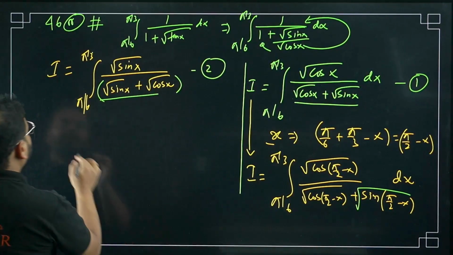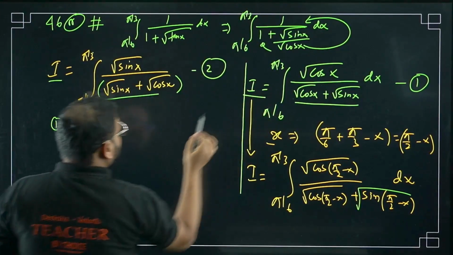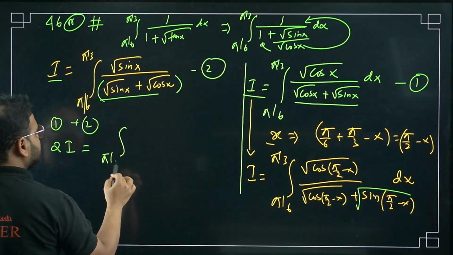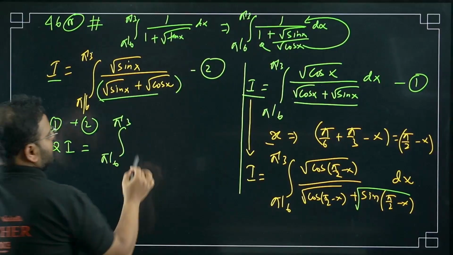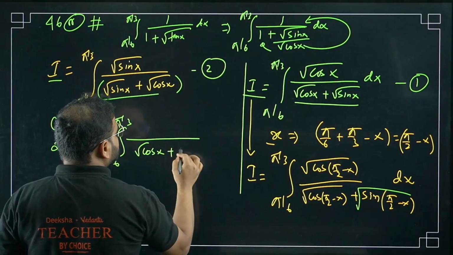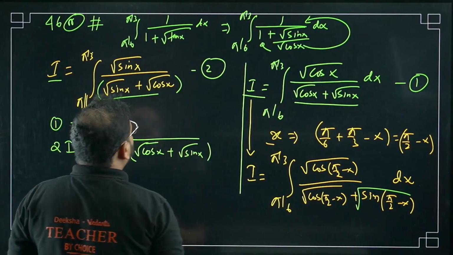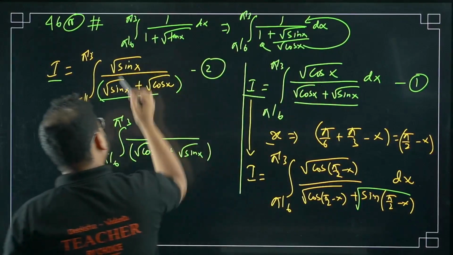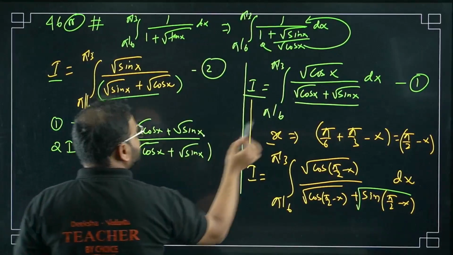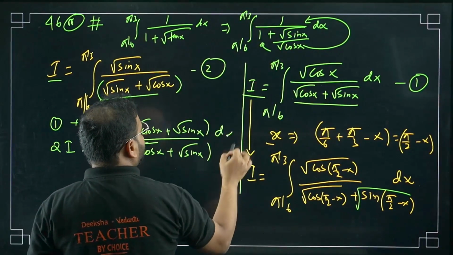What will happen to this? If I add equation 1 and 2, the LHS is I and I, so it will become 2I. The limits will remain the same, pi by 6 and pi by 3. The denominator will be the same denominator, root of cos x plus root of sin x. What about the numerator, sir? We'll have cos x plus sin x, root cos x from this part and root sin x over here. We have dx.